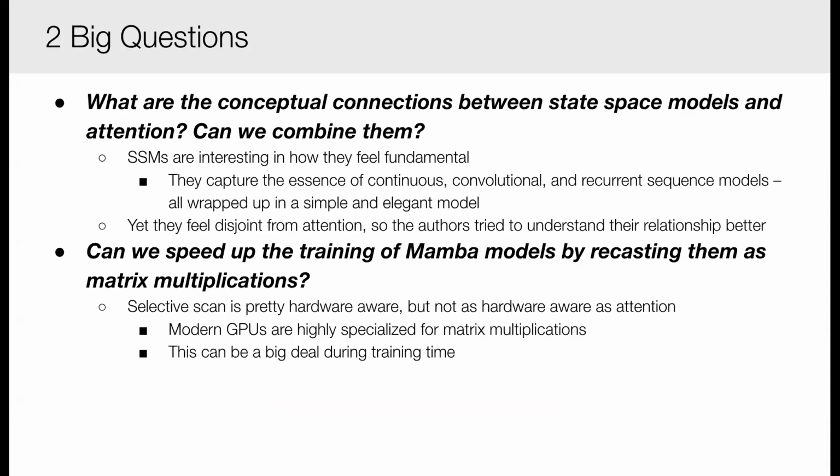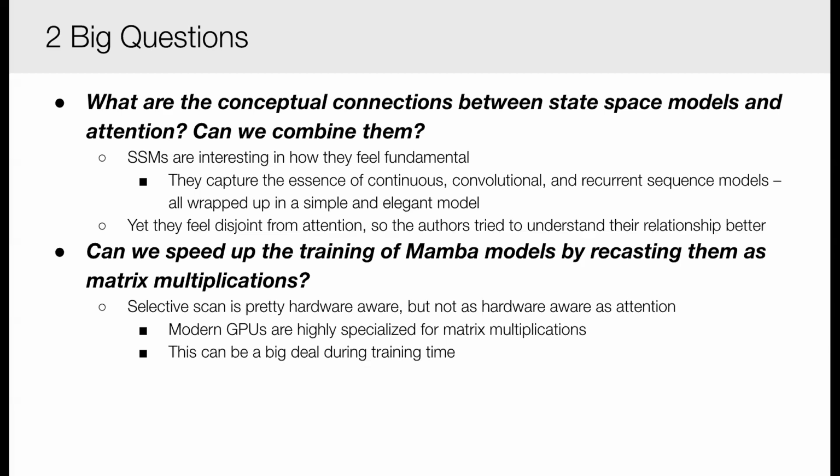From here, we have two big questions. What are the conceptual connections between state space models and attention, and can we combine them? SSMs are fundamental in the sense that they take concepts from RNNs and CNNs and wrap them up into one nice simple model, but they feel disjoint from attention right now. So what Mamba 2 does in the next couple slides is bring in attention.